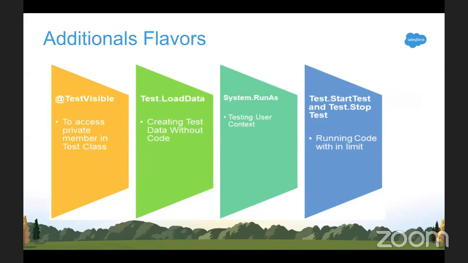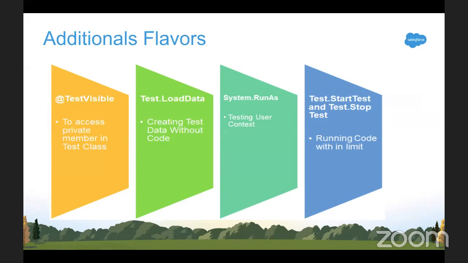And another one, as a best practice we follow: whenever you are adding a validation rule or making admin kinds of changes, we would not like to do that directly in production. We do that first in the sandbox or the dev org, make the change, and then deploy that change to production.